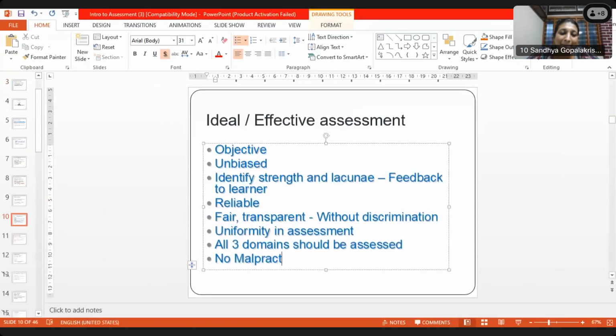There should be no malpractice. Unfair means, no scope. By whom? Malpractice, by whom? Is it just the students? Both ways, sir. Both ways. Okay. Interesting.